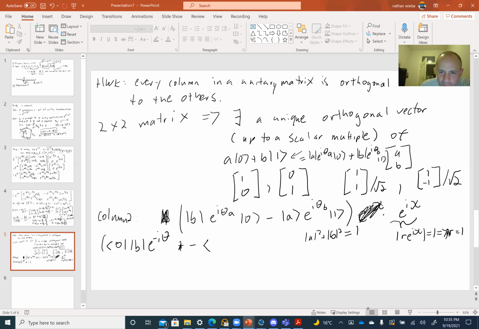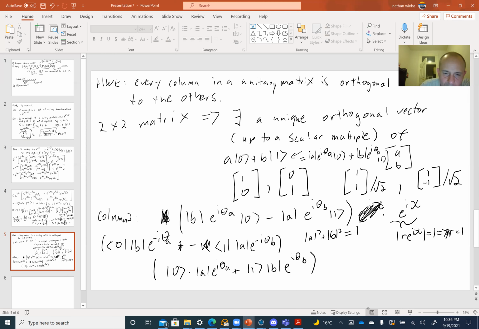Minus, oh, this shouldn't be an A here, should be that. Minus 1, absolute value of A, e to the minus I theta B, all multiplied through by 0 times absolute value of A, e to the I theta, plus 1, absolute value of B, e to the I theta A, e to the I theta B. Okay, now just multiplying this through, we end up getting the result is absolute value of A, absolute value of B, minus absolute value of A, absolute value of B.